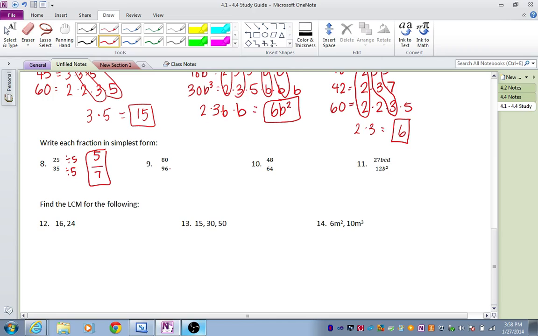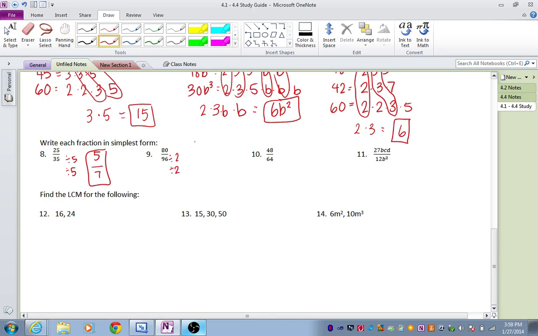Okay, looking at 80 over 96, maybe we're not quite sure what goes into both, but we notice they're both even numbers, so we can always start by dividing by 2. 80 divided by 2 is 40, and 96 divided by 2 is 48. And now I can actually see that 8 goes into both of my numbers. So I'm going to divide this by 8 and this by 8, and I get 5/6.